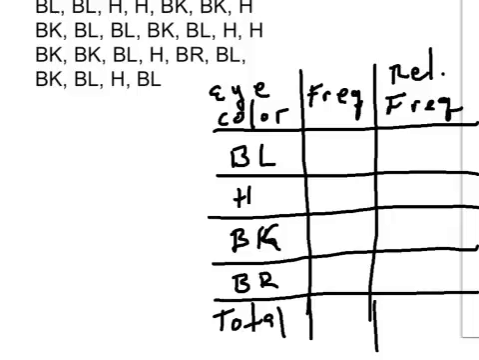Alright, so now all we do is go through and count how many blues we have. So there is 1, 2, 3, 4, 5, 6, 7, 8, 9. So in the frequency here, we'll go 9. Hazel, 1, 2, 3, 4, 5, 6, 7.